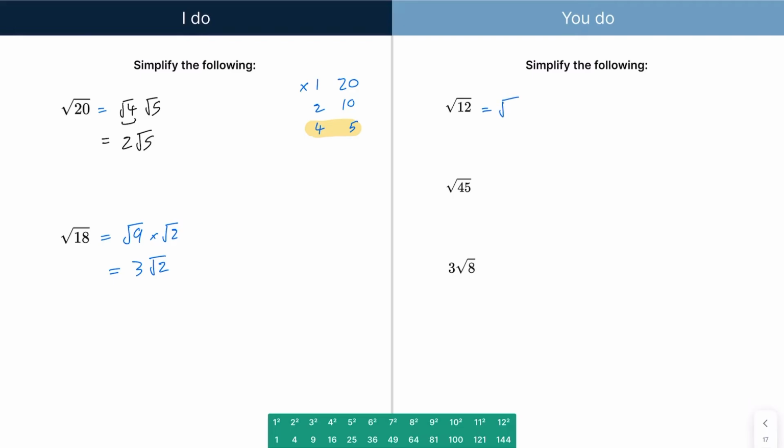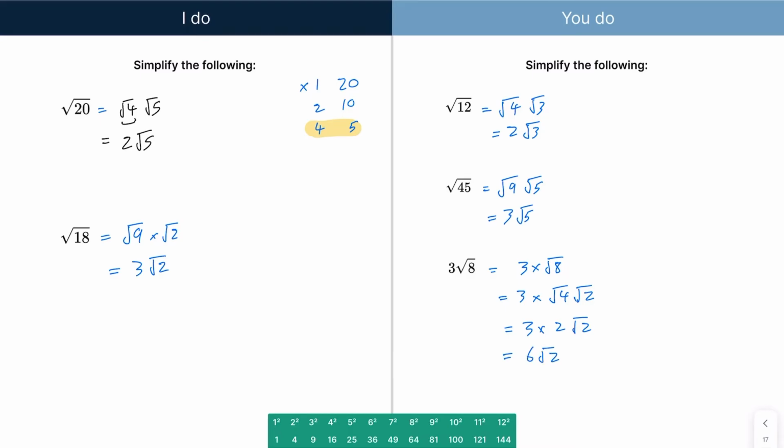Two numbers that multiply to give us 12, where one is a square number, would be 4 and 3. That simplifies to 2 root 3. Root 45, that would be root 9 and 5, where root 9 simplifies to 3. And with this one, we have 3 times root 8. Now, root 8 can be simplified. That would be 4 times 2, because 4 is a square number. Now, root 4 just becomes 2. And 3 times 2 is 6, root 2.